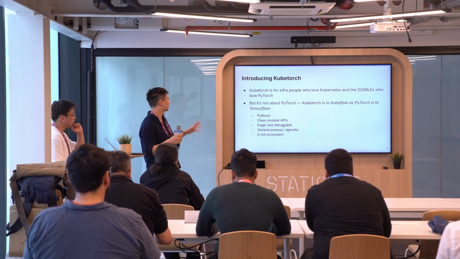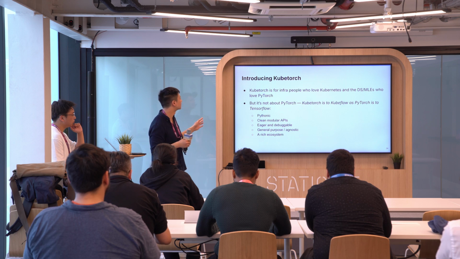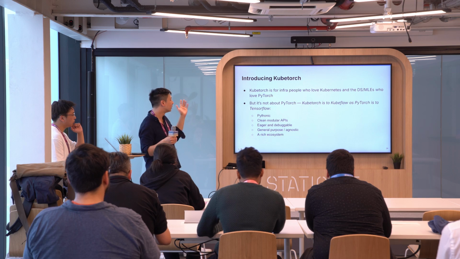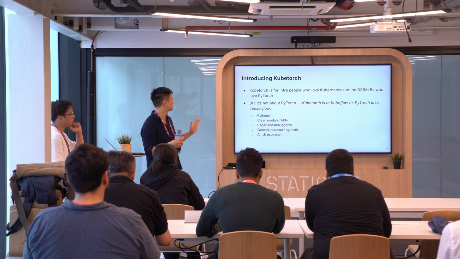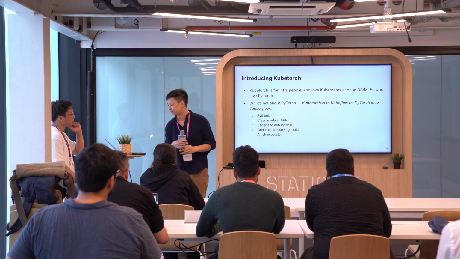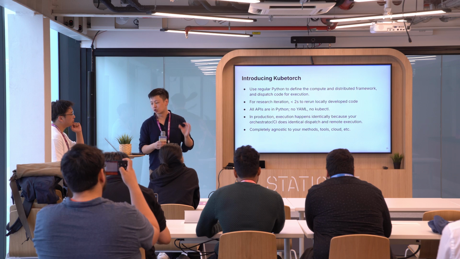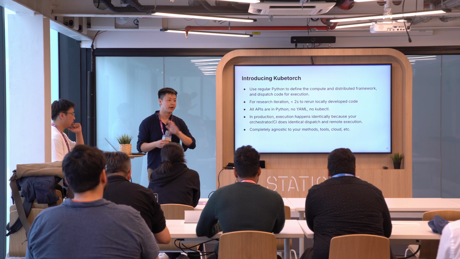General purpose, service agnostic, and it plugs into a rich ecosystem, versus Kubeflow, which is somewhat opinionated about the services you had to use on Kubernetes. So Kubetorch is for infra people who love Kubernetes so that you can just plug into their world, and for the data scientists, machine learning engineers, AI engineers, whatever the titles are going to become in 6 months, who love PyTorch and the simplicity of Pythonic APIs. You use regular Python to define the compute and the distributed framework that you want to use, like PyTorch, TensorFlow, distributed, Ray, Spark, Dask, etc.